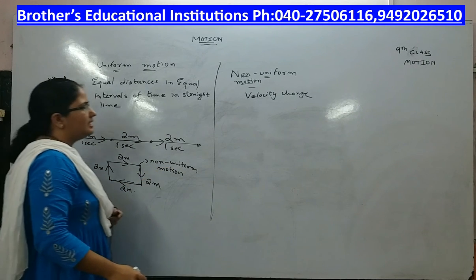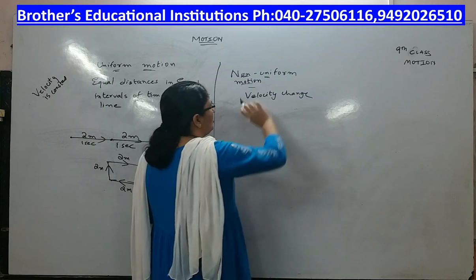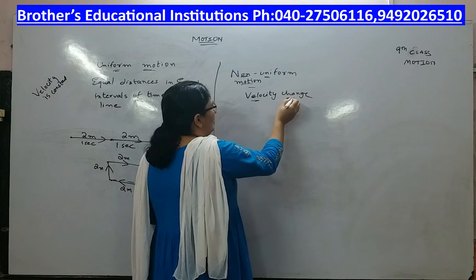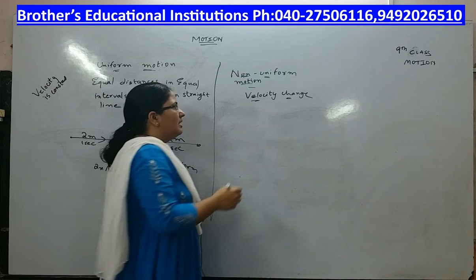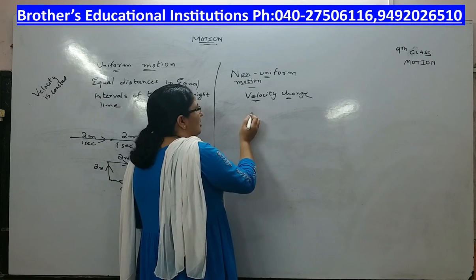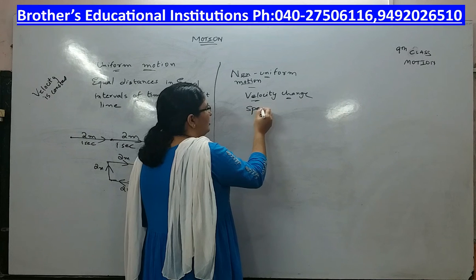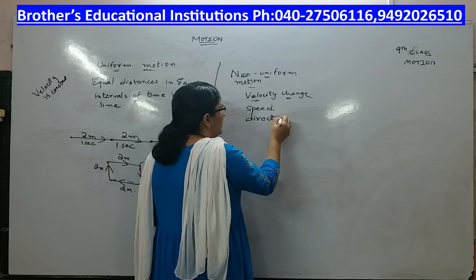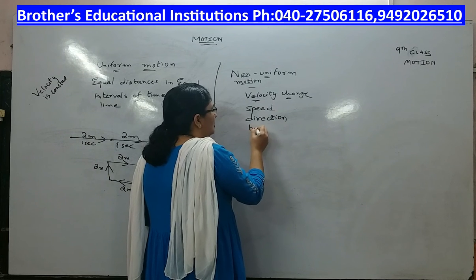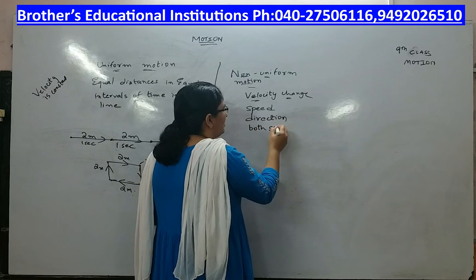Now let us discuss non-uniform motion. A body is said to be in non-uniform motion when its velocity changes. For the velocity to change, either speed should change, direction of motion should change, or both speed and direction should change.